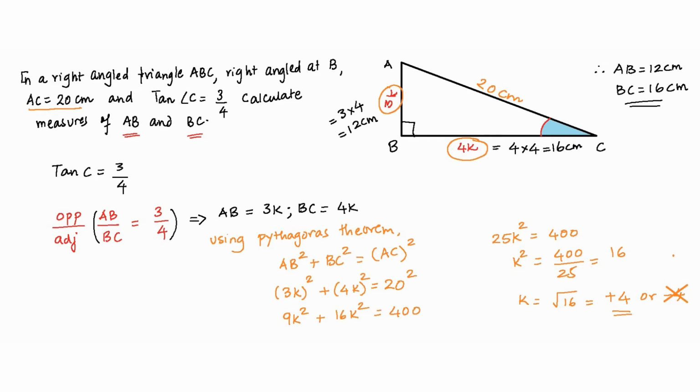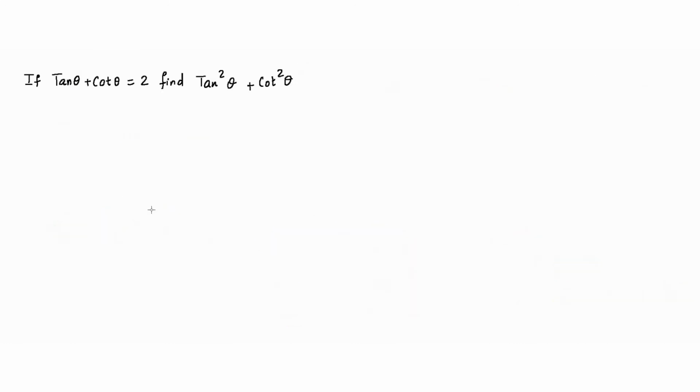Moving on to the next question. If tan theta plus cot theta is equal to 2, find the value of tan square theta plus cot square theta. So if I want squares of tan and cot, I will have to square both sides. So I know that tan theta plus cot theta is equal to 2. Let us square both sides.